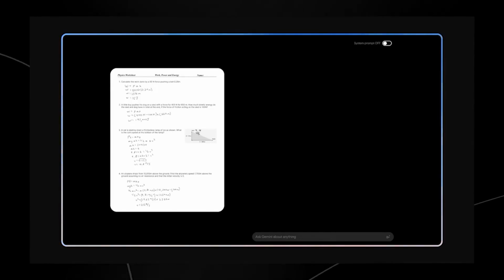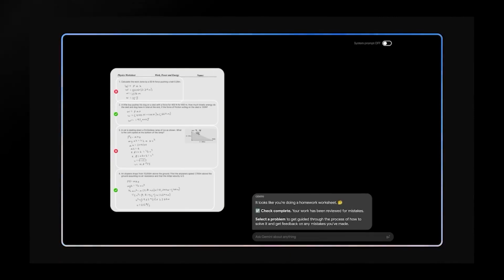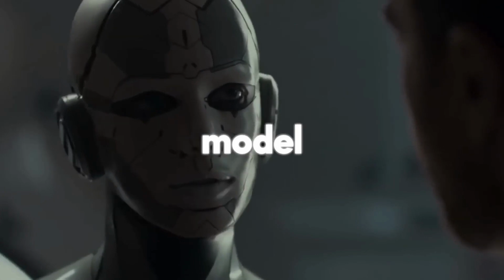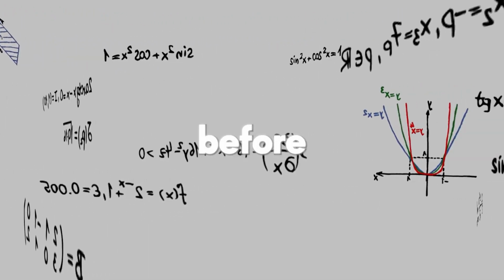Not only can Gemini solve these problems, but this is the amazing part: it can read the answers and understand what was right and what was wrong. Google also claims that its latest foundation model is capable of handling mathematical tasks like never before.